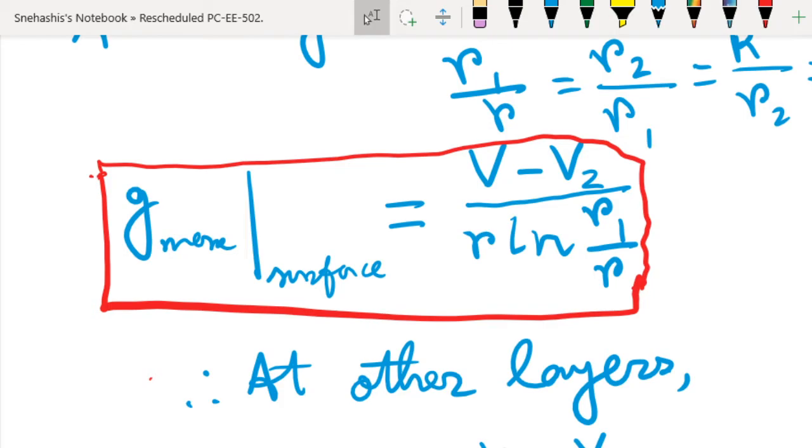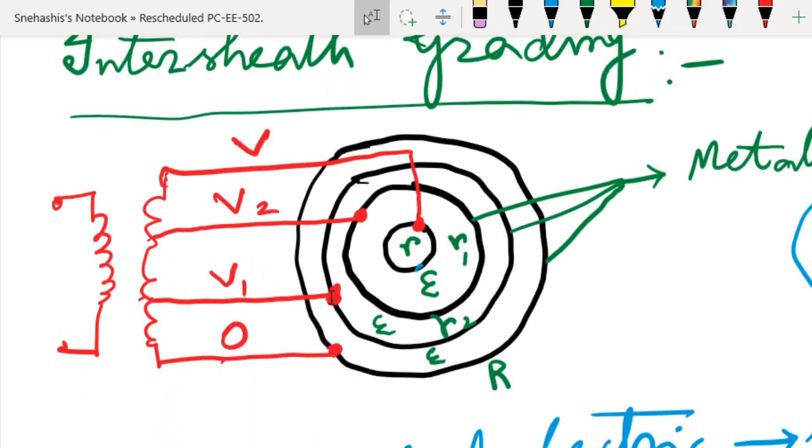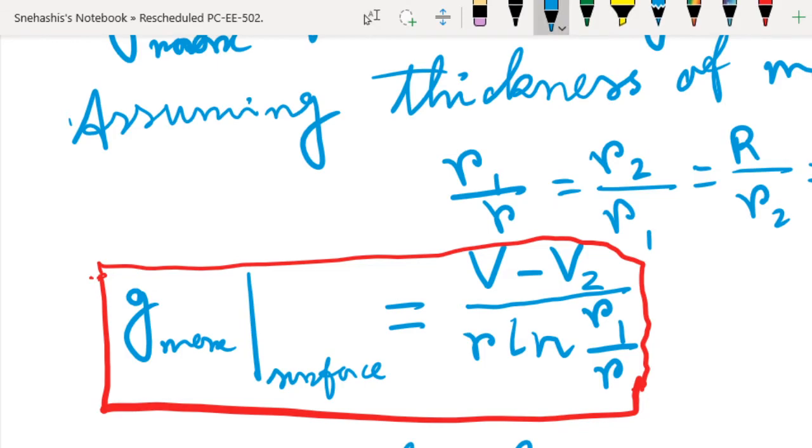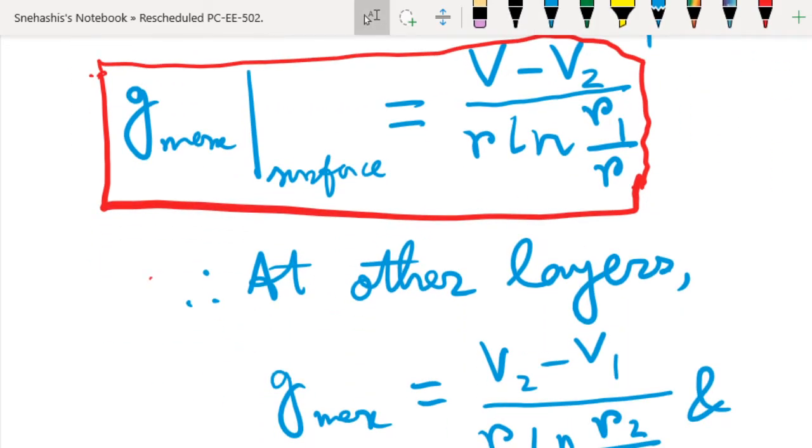And of course, for the last layer, this is V1, this is 0, so V1 minus 0, so V1 only. So it will be V1 divided by R2 ln capital R by small r2. Okay, so this is the scenario.